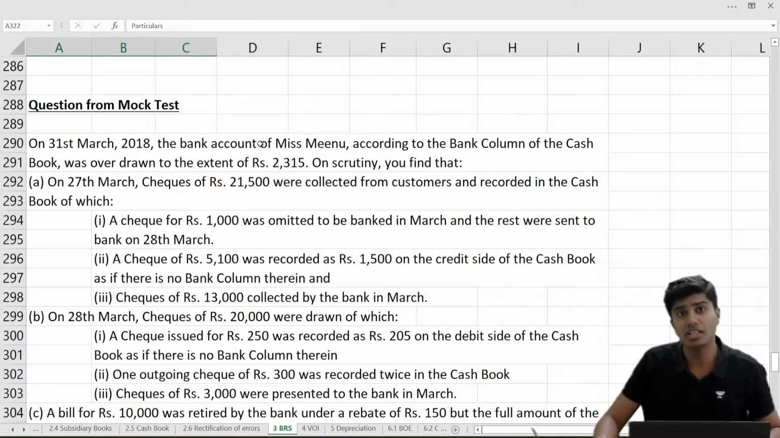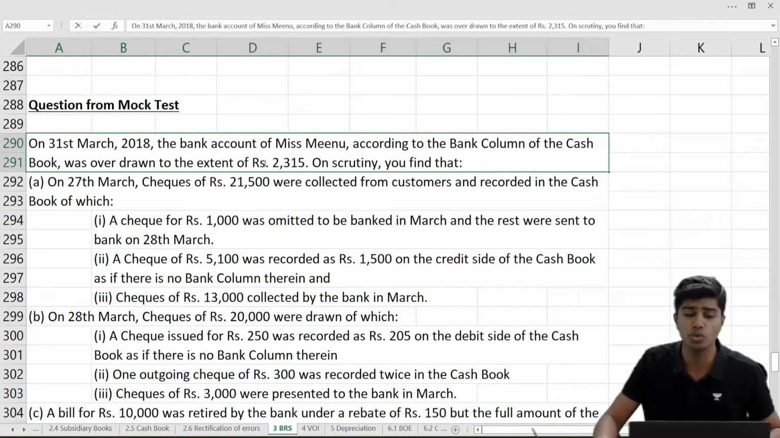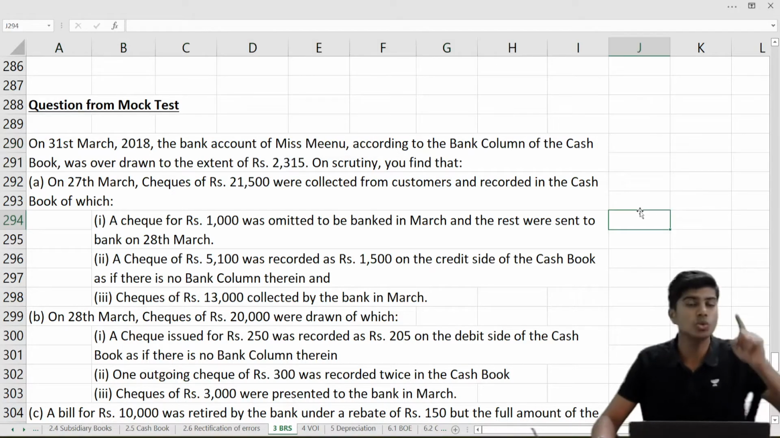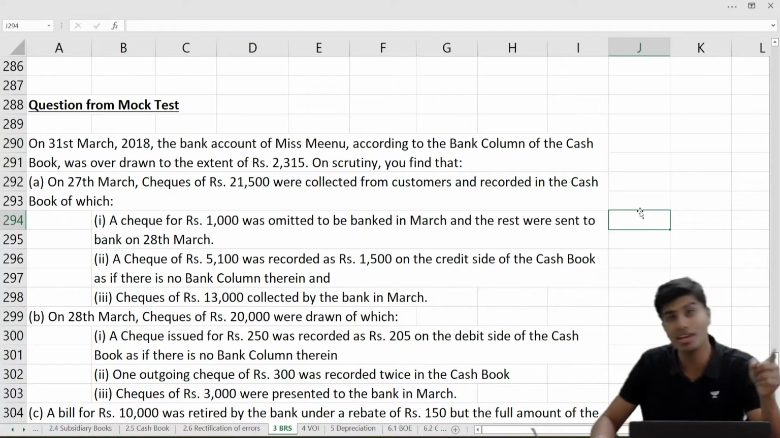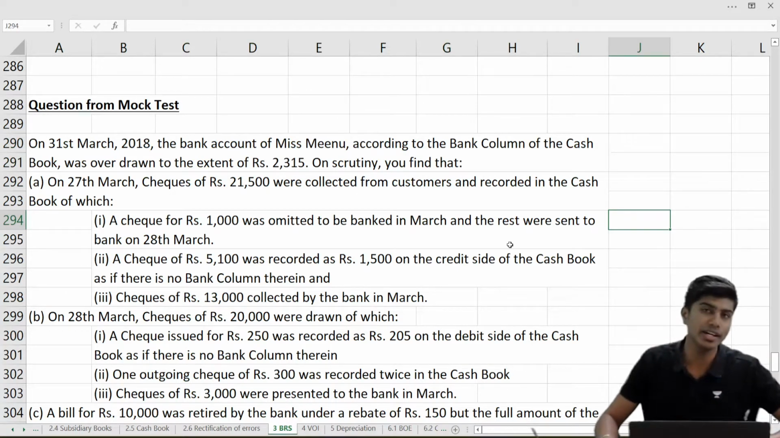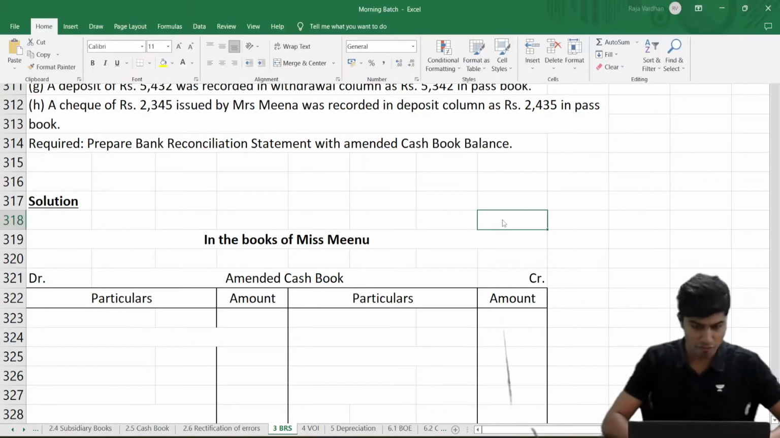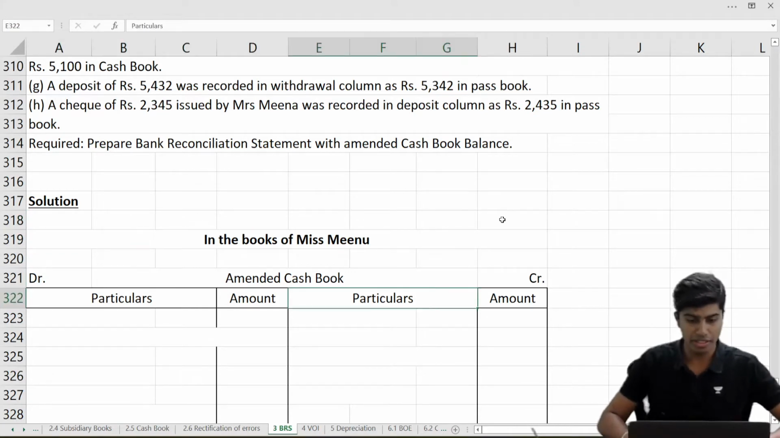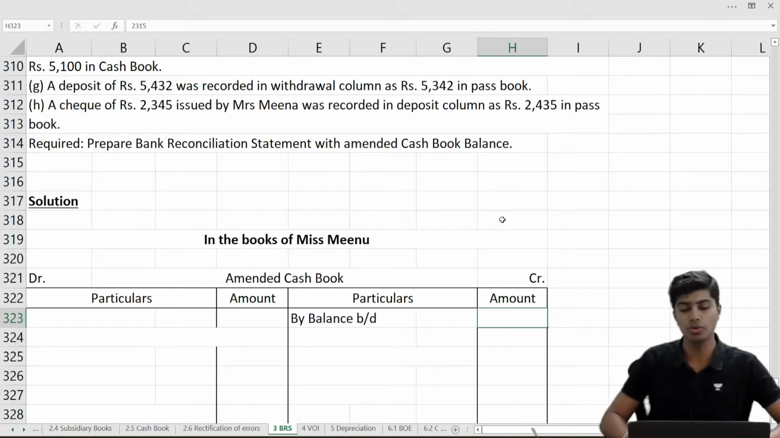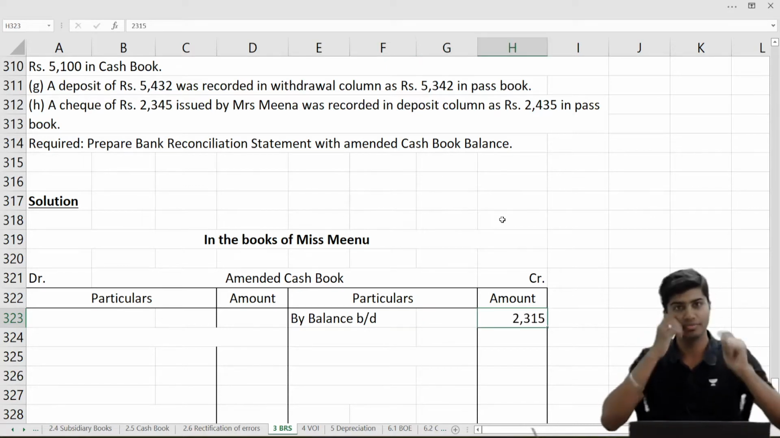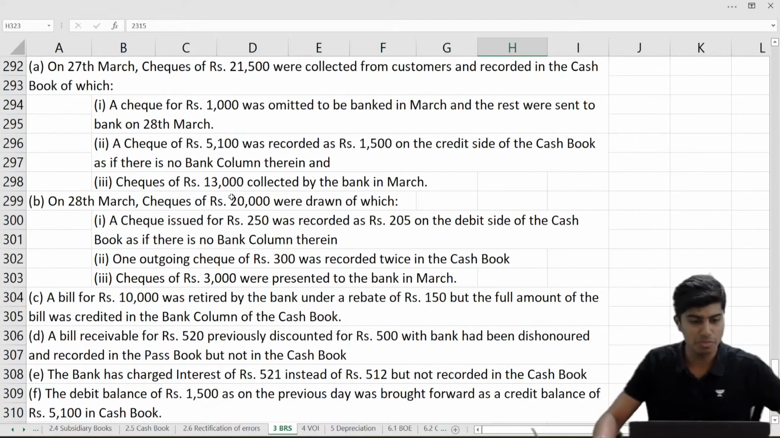Let's start with our amended cash book. In our amended cash book, we'll be starting with a balance of 2315. That is the overdraft balance. Because it is an overdraft balance, the opening balance will come on the credit side. So on the credit side in the amended cash book, let me just write by balance brought down. This is in the books of Meenu, amended cash book. I would write here by balance brought down 2315. So by this, we are done with this part of the question.